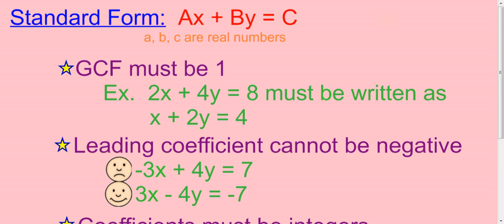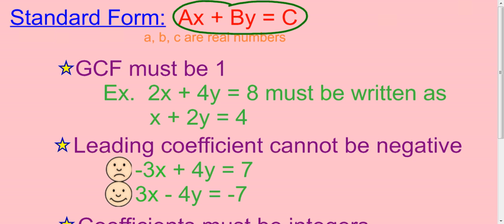Then there's also what is called standard form, and standard form is an equation that is in this form right here. It has the x and the y both on the left side of the equation with the constant on the right side. And there are some rules to having things in standard form. First of all, the GCF must be 1. You can't be able to reduce it.